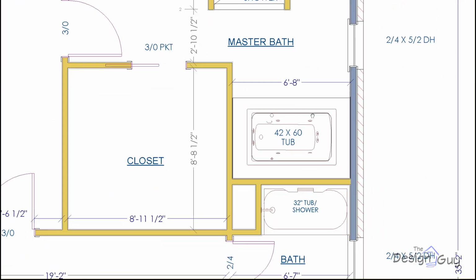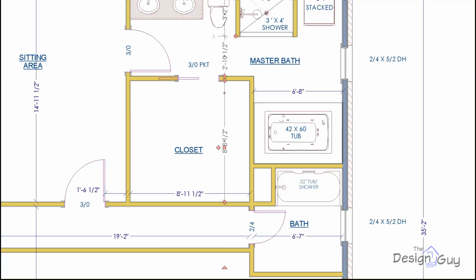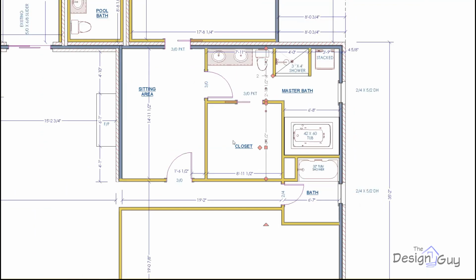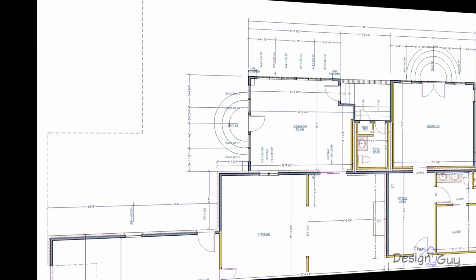Then the tub deck we've got in there the way that we had talked about. It's essentially the same as what we had the other day.